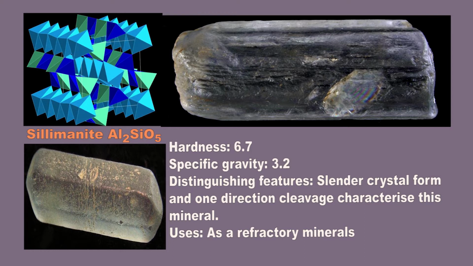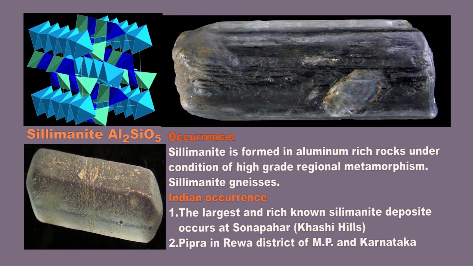Uses: as a refractory mineral. Occurrences: sillimanite is formed in aluminum rich rocks under conditions of high grade regional metamorphism, sillimanite gneisses, etc. Indian occurrences: the largest and richest known sillimanite deposit occurs at Sonapahar, Khasi Hills, Meghalaya, Piparia in Rewa district of MP, and Karnataka.